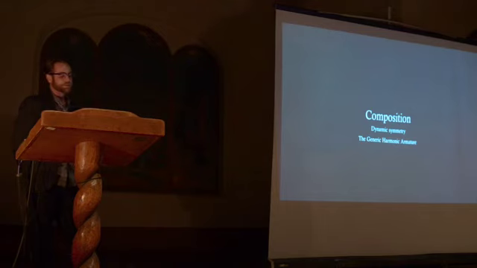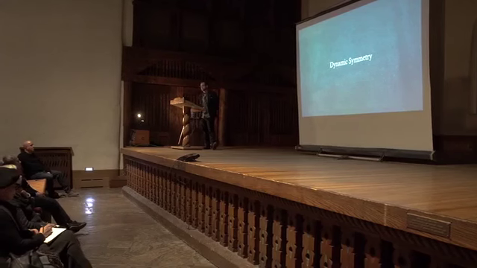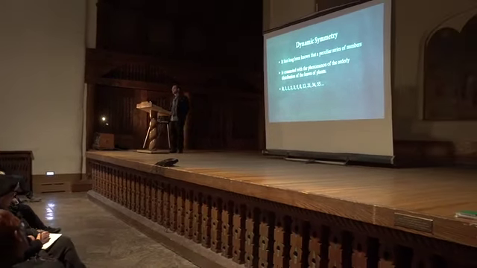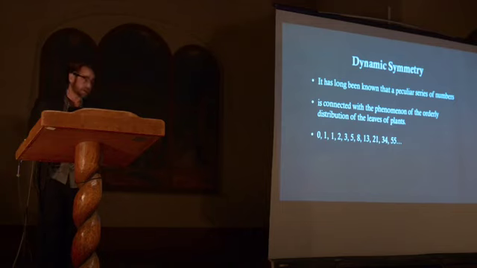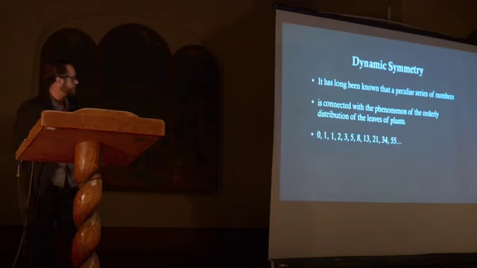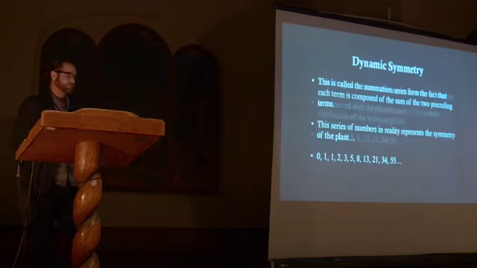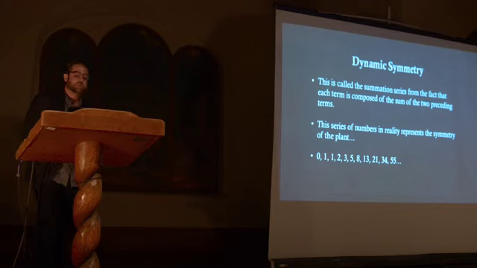Dynamic symmetry, the generic harmonic armature. It's long been known that a peculiar series of numbers is connected with a phenomenon of orderly distribution of the leaves of plants. This is known as the Fibonacci sequence, and we've got the beginning of it here. It's called the summation series from the fact that each term is composed of the sum of the two preceding terms. And this series, in reality, represents the symmetry of a plant.